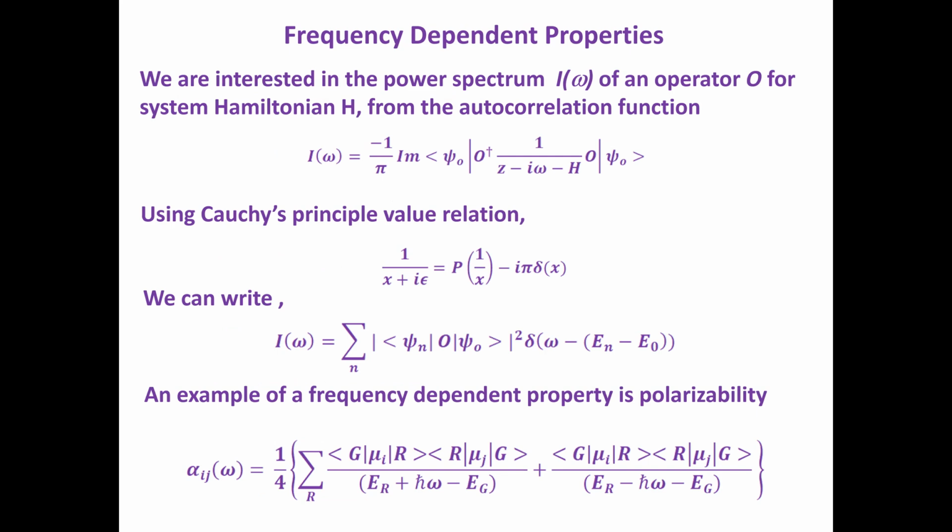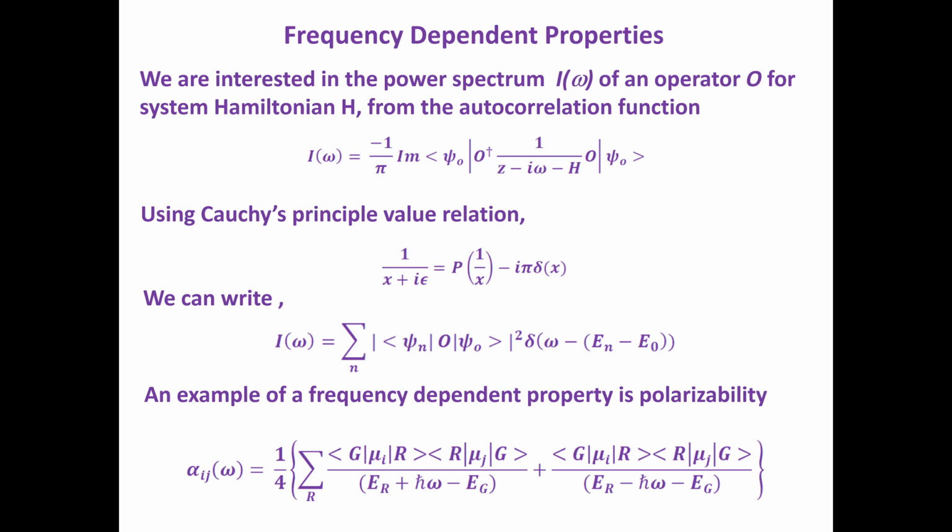So as far as the frequency dependent properties are concerned, you are interested in the spectral function, because the spectral function is going to give you the spectral weight as well as the energies of the excited states. And that is given by minus 1 by pi times the imaginary part of <psi_0| O† 1/(z − iω... − H) O |psi_0>. So O is the operator corresponding to the property that you are interested in, whose spectral function you want to compute. And of course, using the Cauchy principal value, 1/(x + iε) can be written as the principal value of 1/x minus iπδ(x). If you use this, you can always write I(ω) as the sum over n of |<psi_n|O|psi_0>|² δ(ω − (E_n − E_0)). This gives you, for example, the oscillator strengths for excitations in molecules, or it also gives you the frequency dependent response corresponding to the observable O.